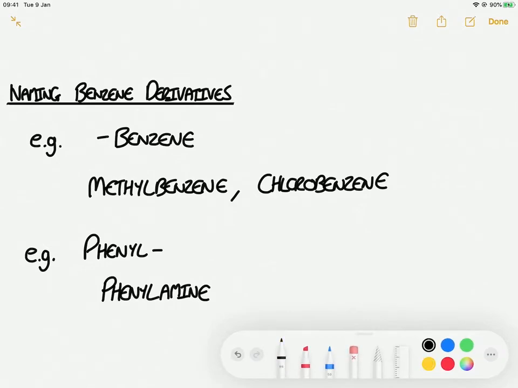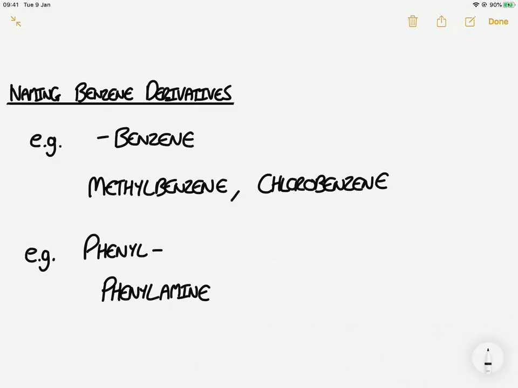So just a little bit on naming, right? When you name derivatives of benzene, you can either put the benzene at the end. So for example, methylbenzene. That is a benzene ring with a methyl group on it. If you were keeping it skeletal, you'd keep it like that, or sometimes it might be drawn like that. Chlorobenzene, we've already looked at that, but just to make it perfectly clear, that's when you've got a chlorine attached. Sometimes, due to how the name works, you put the word phenyl at the beginning.